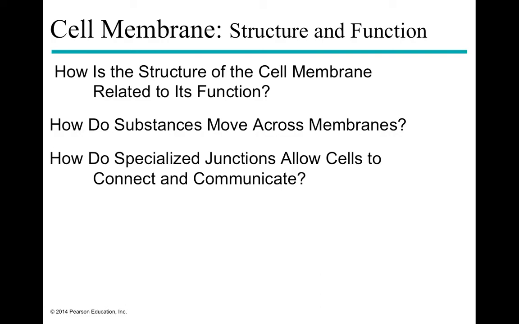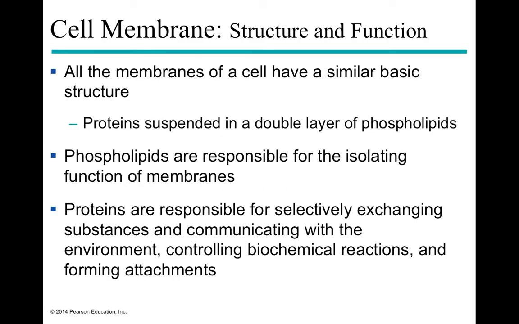So we'll talk about how the membrane allows things to pass or does not allow other things to pass across the membrane. And then we'll talk about specialized junctions that allow cells to connect to one another and also communicate with one another. So we'll end there with different cell junctions. So let's start with the membrane.